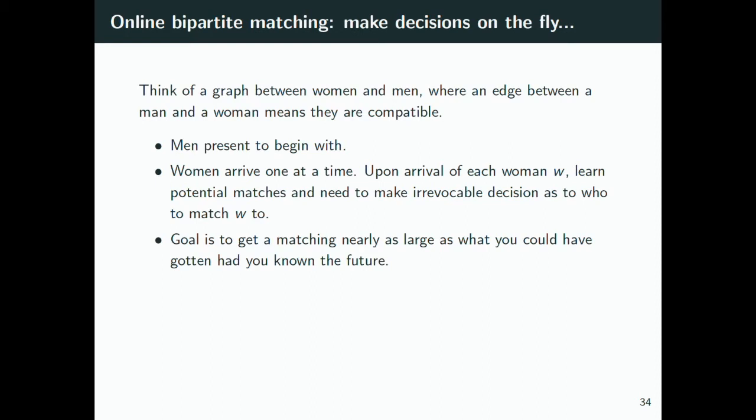The way we're going to evaluate the quality of an algorithm is using something that we call the competitive ratio. For any particular online algorithm A, we're going to look at the worst case ratio over the size of the matching it produces and the size of the optimal matching. So what we have here is kind of a game between the algorithm designer and an adversary who, whatever your algorithm is, is going to try to give you inputs that make this thing very, very large.